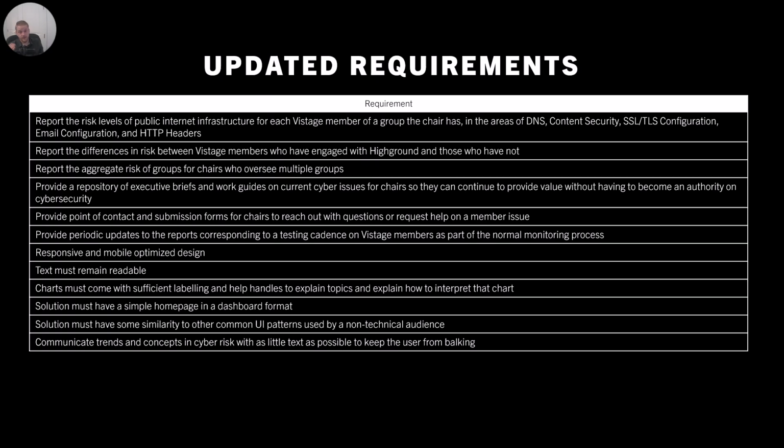So having done the design critique here and having my preliminary requirements laid out, it was time to go back and update those requirements to include some UI UX standards, to say things like text must remain readable, and that we needed sufficient size on the labeling of charts so that people could read them. And given all of that, I have an updated set of requirements here. I'm not going to read them, but you can pause the video and go through them if you like.